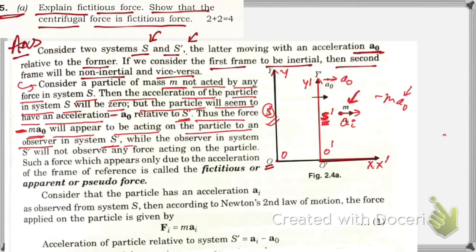Now you see, these are the two systems, right? This is S and this is S dash. So you have a particle here. This particle is at rest with respect to the system S, but as this frame of reference is moving with an acceleration a naught in this direction, in the opposite direction this particle must have an acceleration negative a naught, right? So hope you have understood this.